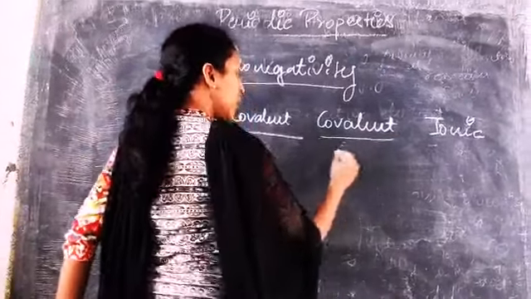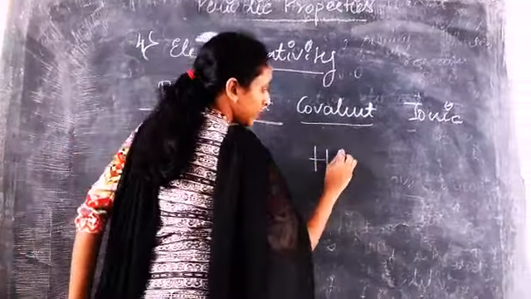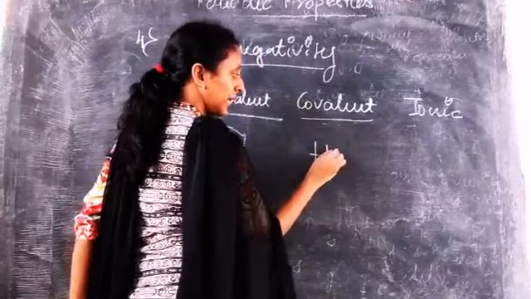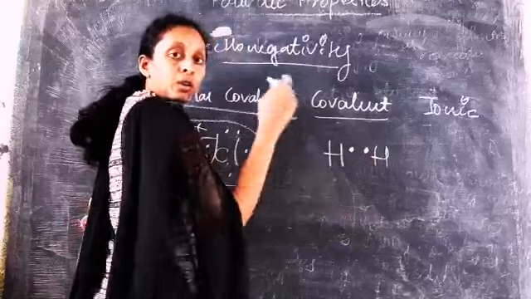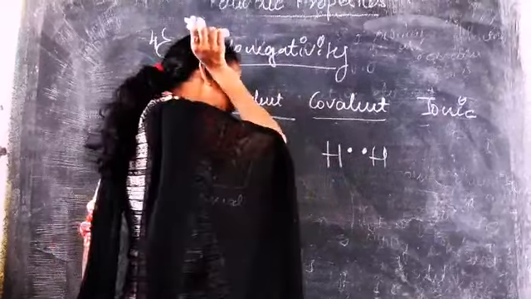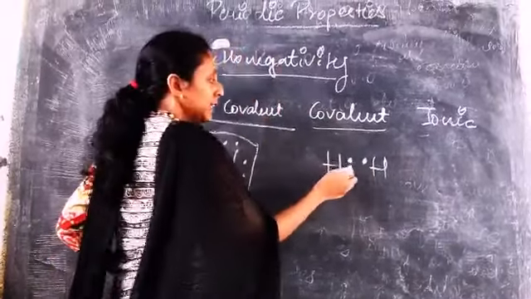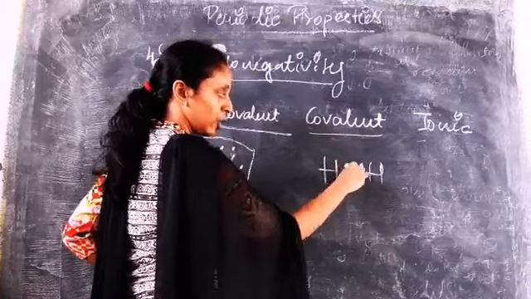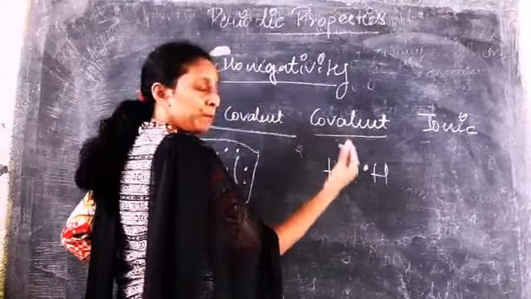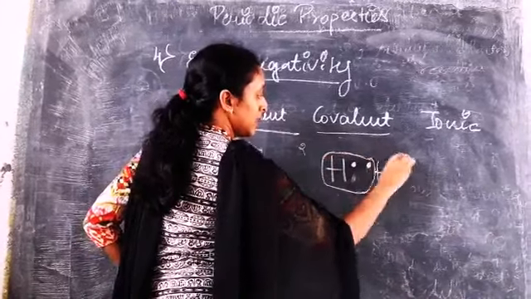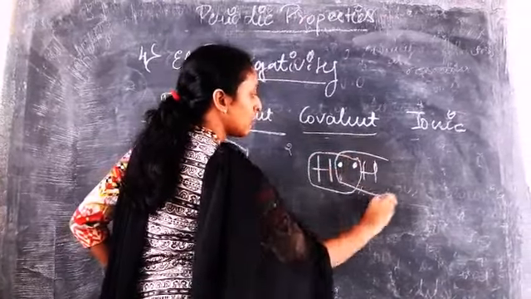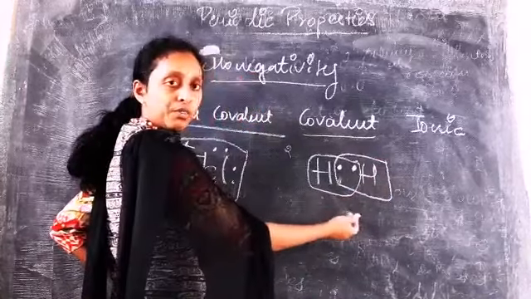If you take a covalent bond, there is a sharing of electrons. Hydrogen has one electron. If you take another hydrogen which has one electron, to attain a stable electronic configuration, this hydrogen needs another electron so that it will become 2. So sharing will happen, and each will gain one more electron. This is the sharing of electrons.